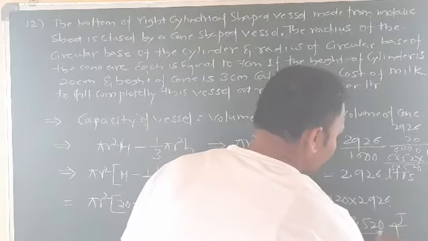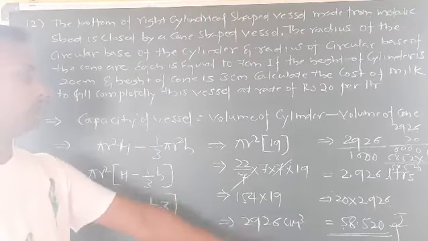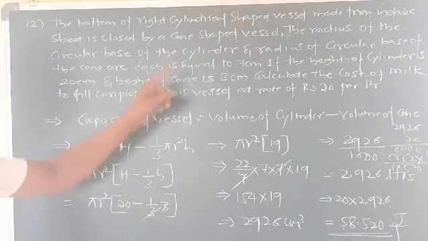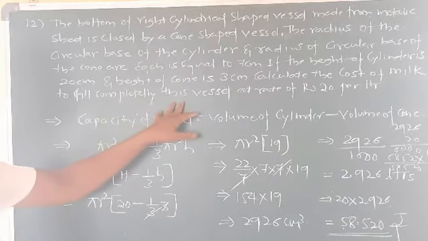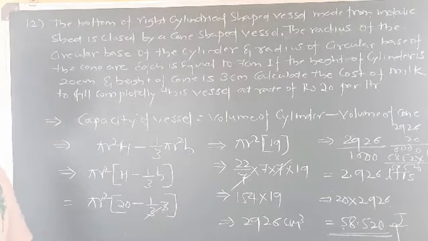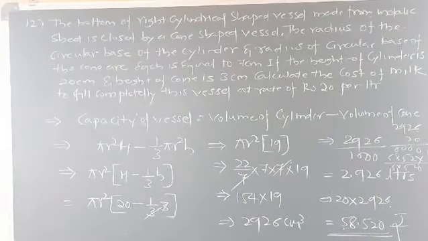Rupees. See here what we get as the answer: 58.520 rupees. So the cost of milk to fill this vessel completely is 58 rupees 520. This much cost we need. So I hope you understood very well.